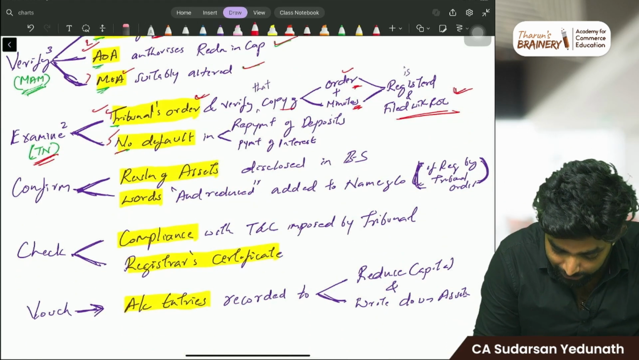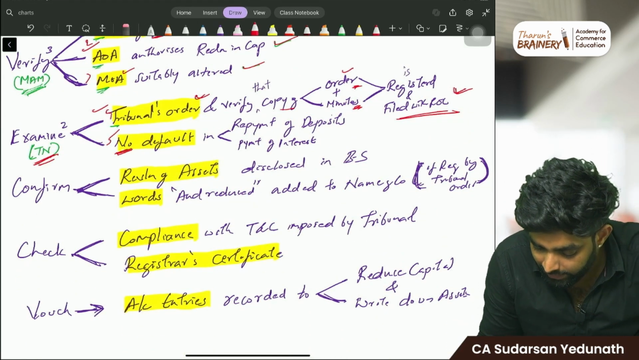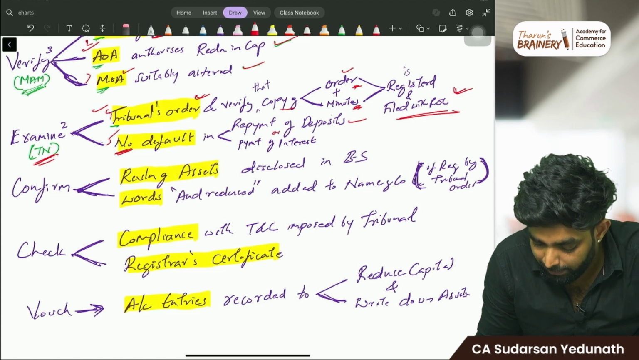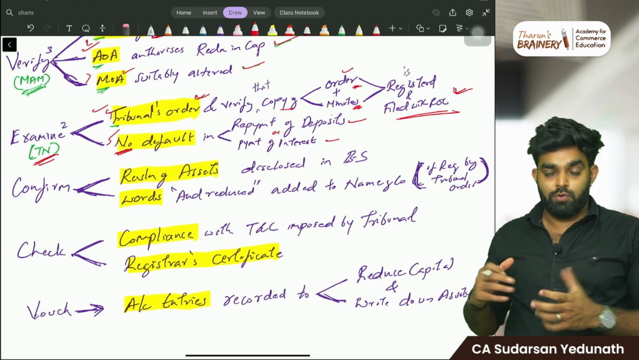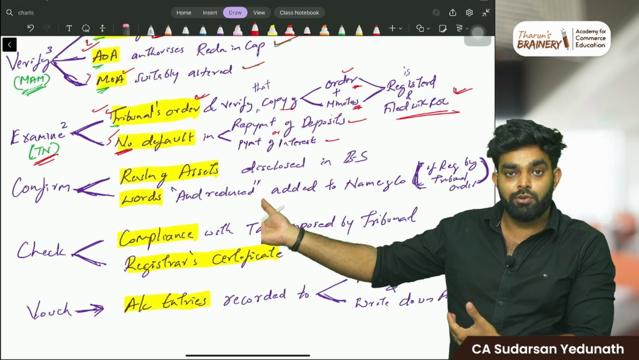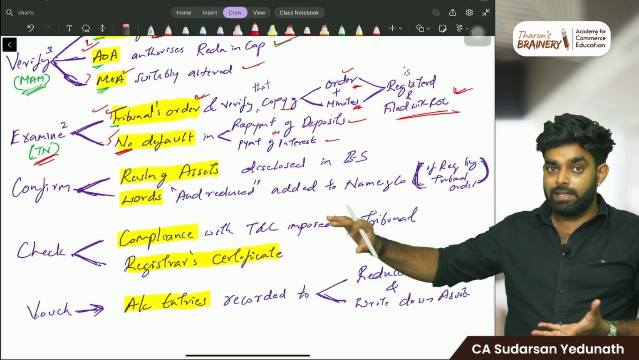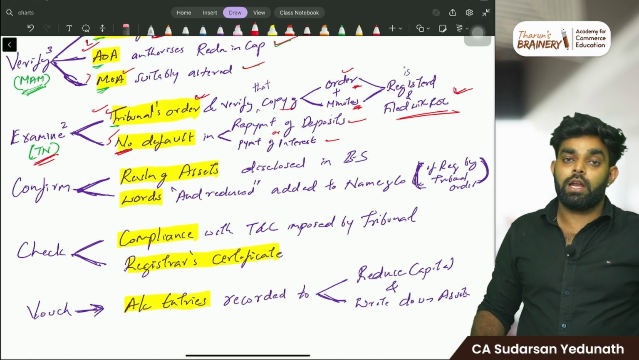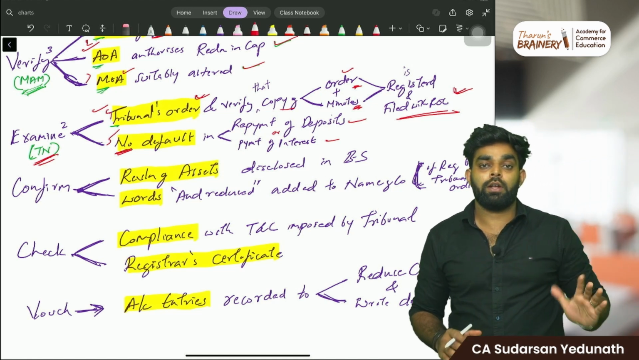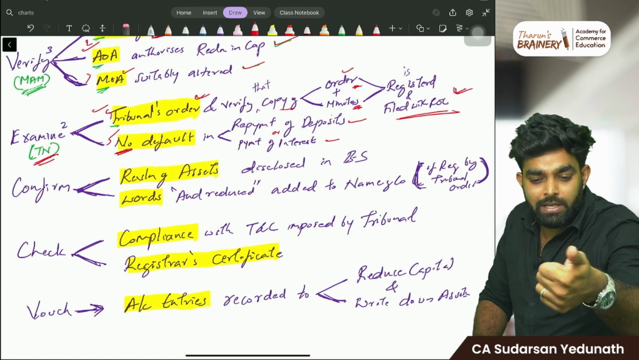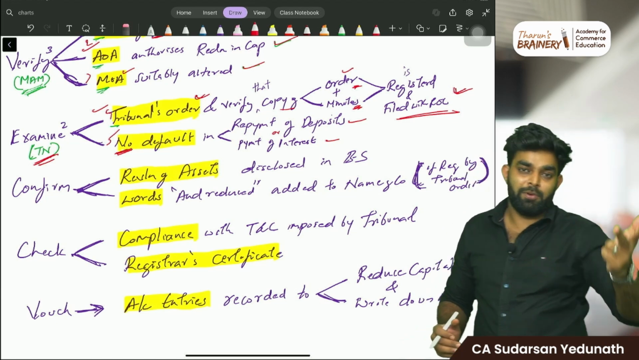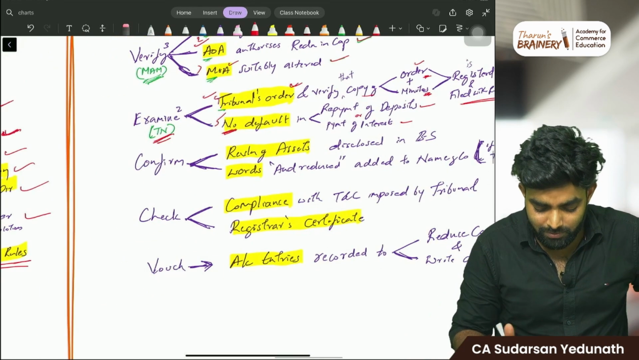Then the auditor has to examine that there is no default in repayment of deposits or payment of interest. The company may have accepted some deposits, so the company has to repay those deposits and interest also to them, right? So if there is any default in that, the company is technically not allowed to reduce the share capital. So as an auditor, you have to check whether there is any default by the company in repayment of deposit or payment of interest. Got it, right? Then these points are also there.